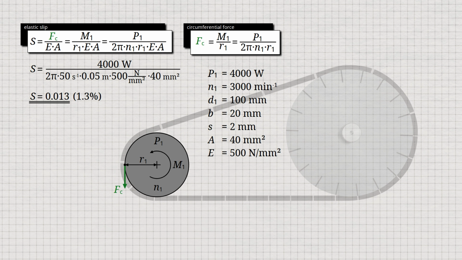The speed loss or power loss between the input and output pulley is therefore 1.3%. This is a typical value for the elastic slip of belt drives.